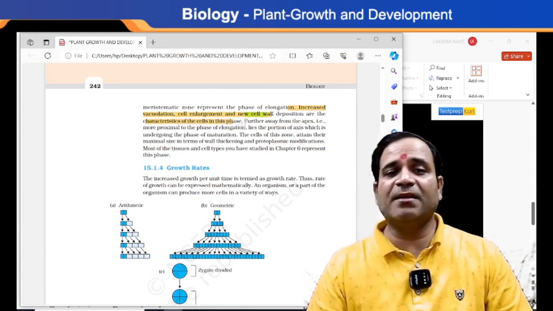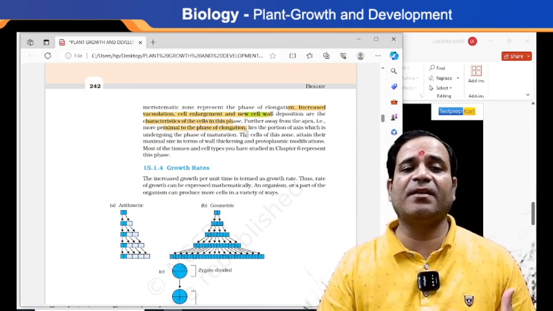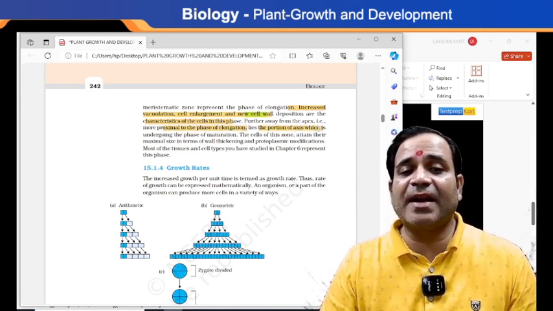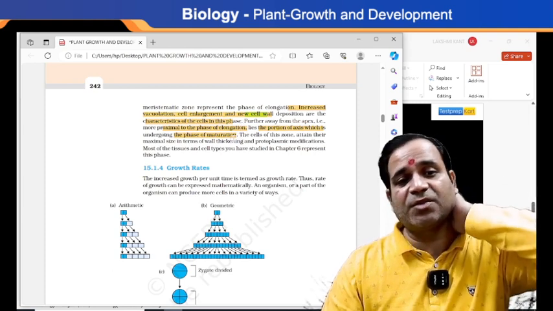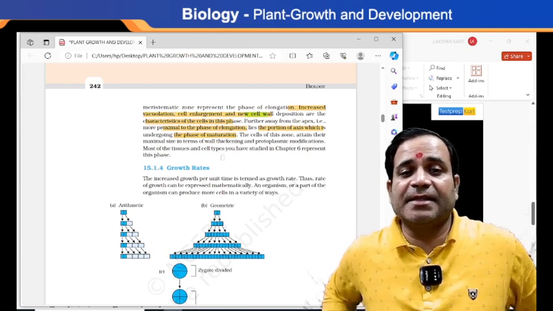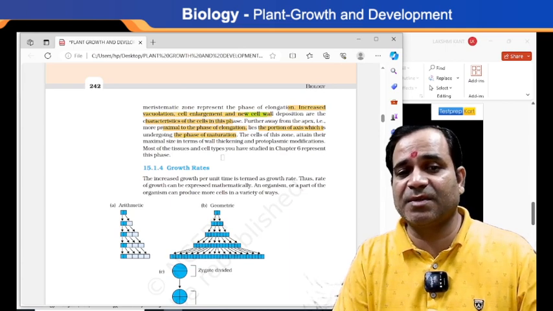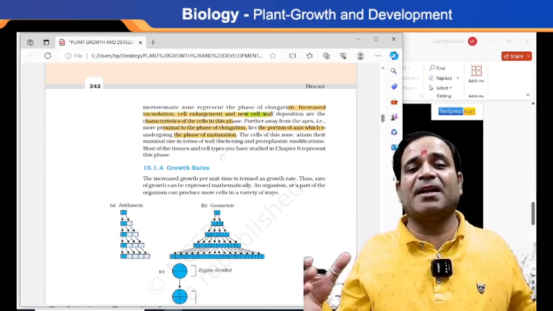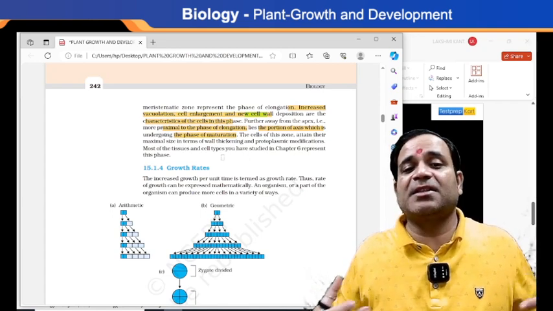Here, the part further away from the apex, that is more proximal to the phase of elongation, lies in the proportion of the axis which undergoes the phase of maturation. The phase of maturation can be divided in two ways. One is the growth rate. The cells in this zone attain maximal size in terms of their wall thickening and protoplasm modification. Most of the things continue to divide here.